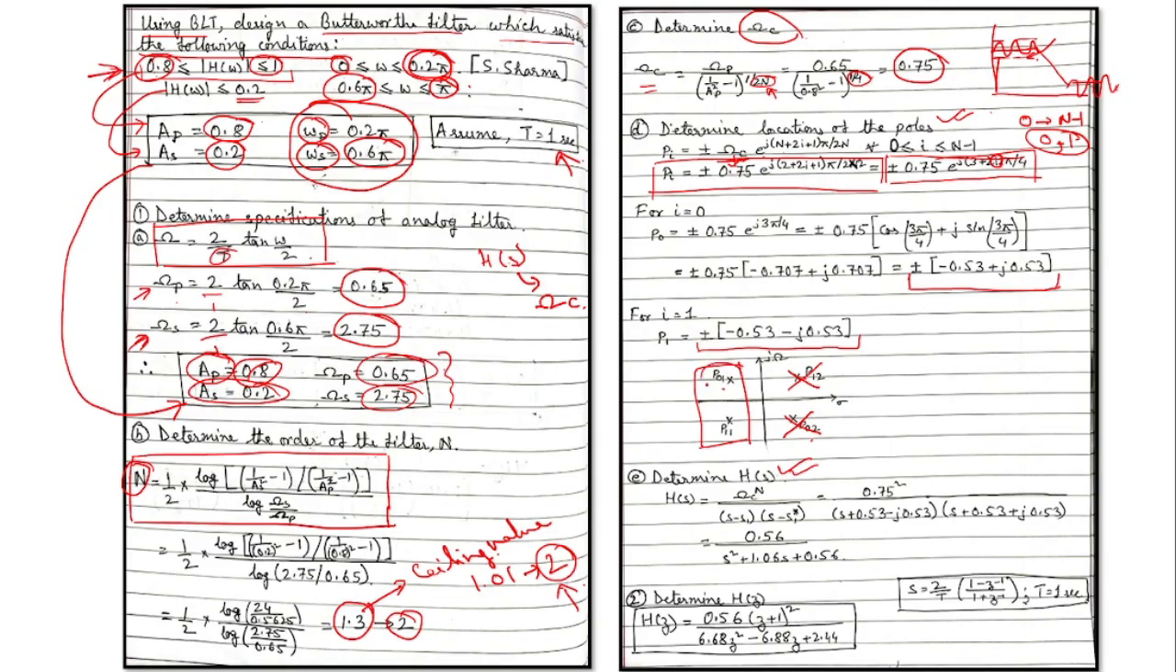You just put in the pole values. After plugging in the values, you get this analog transfer function H of s. Now everything is easy. We just have to put in the values of s into this equation, and after solving you will get this transfer function in z, which is for the digital filter. So this is one type of numerical.